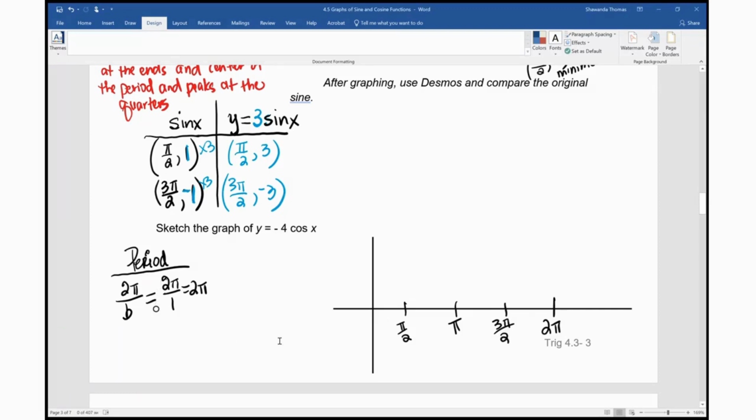Now, let's just go ahead and do the amplitude. And what's the formula for amplitude? Absolute value of A. And what is A in this case? -4. All right, so what is the absolute value of -4? 4. All right.